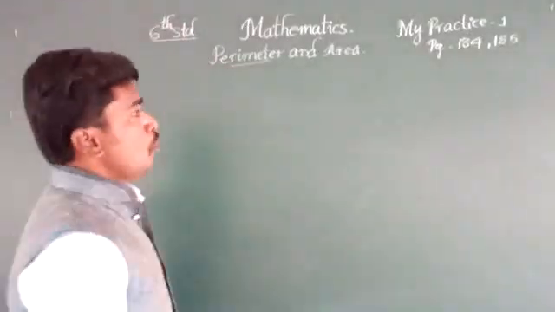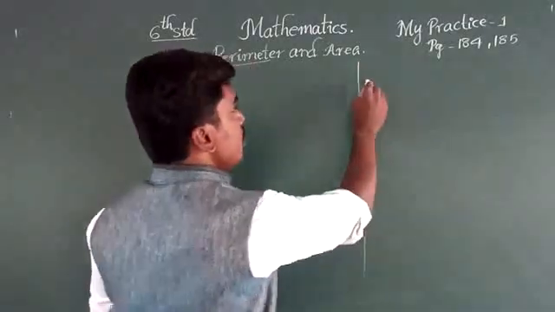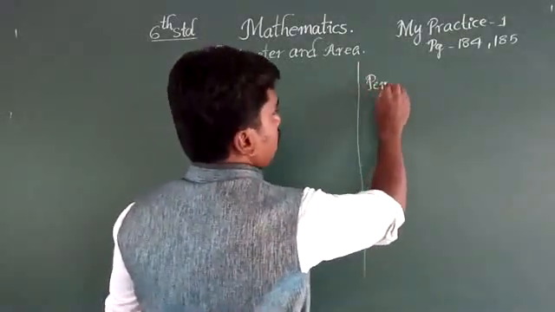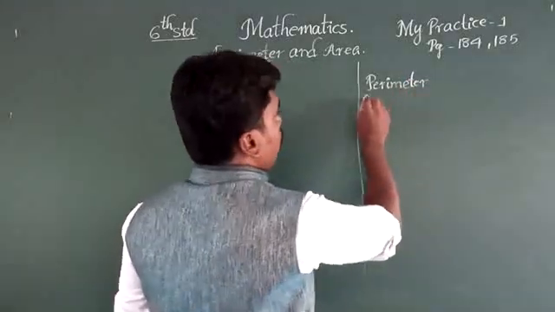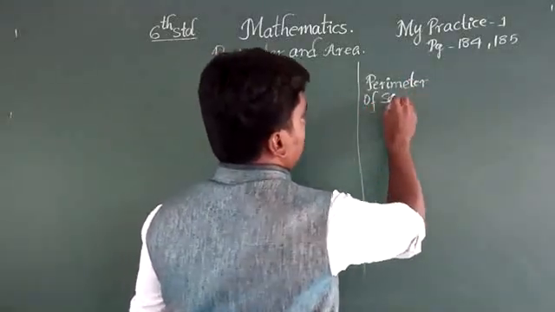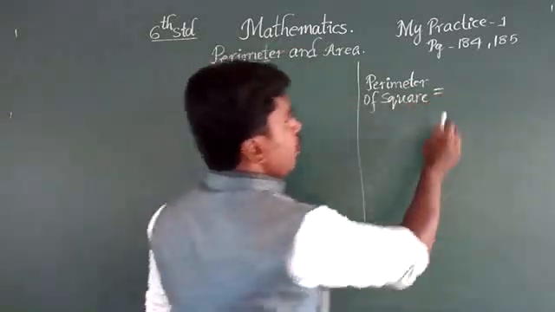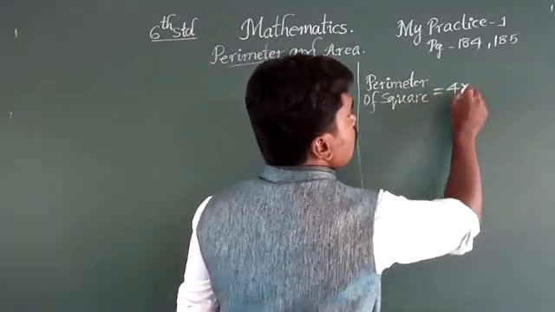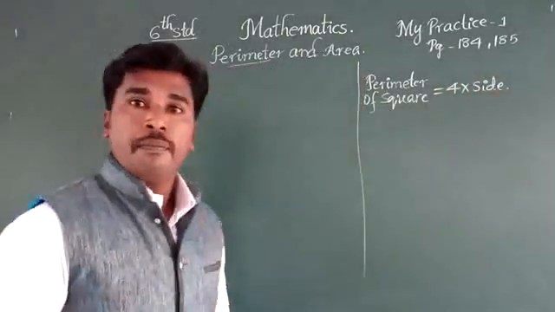So I would like to list out the formulas here. The first one is perimeter of square. What is the perimeter of square, dear children? It is 4 into side, because each side is same.